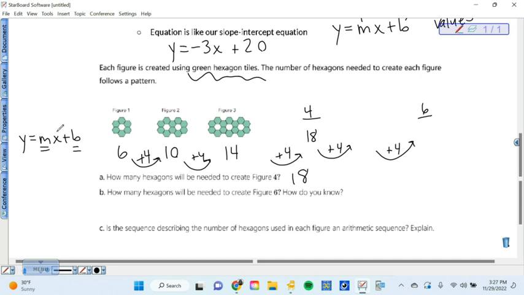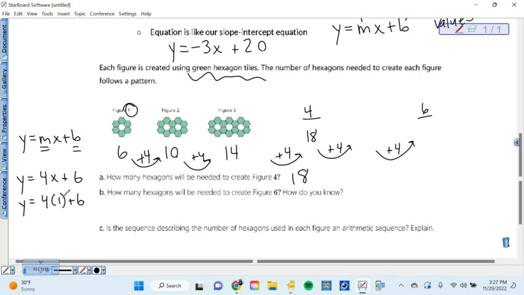So what's my common difference here? Plus 4. Yeah, positive 4. So I don't have to write plus 4. I could just write 4, right? And I know that it's a positive. That's good. Plus, and then what's my starting value? 6. Excellent. So x is going to refer to my figure number. So I'm going to plug in figure 1, and I'm going to just check to make sure that my equation works.